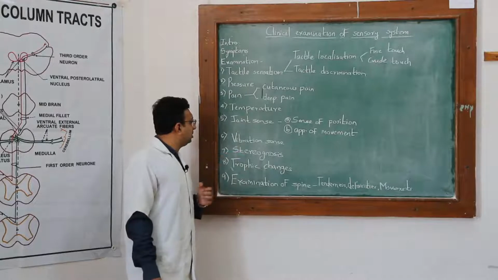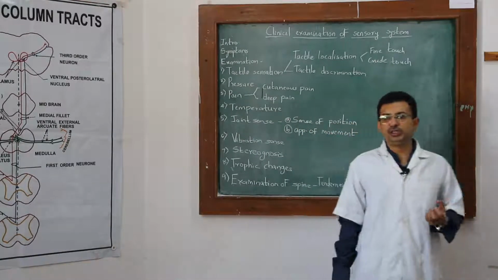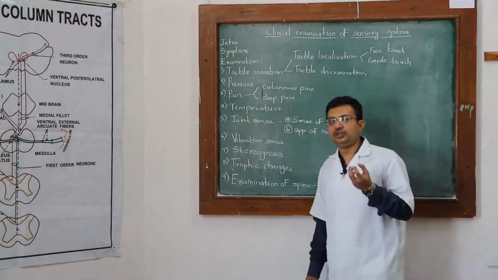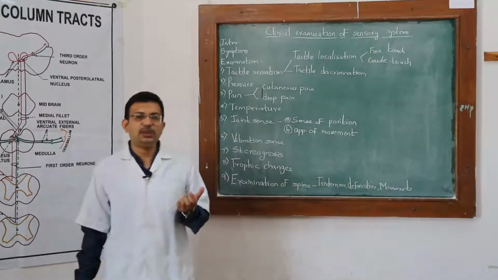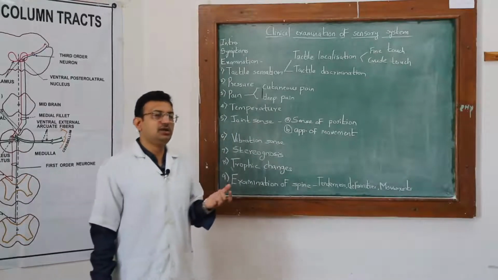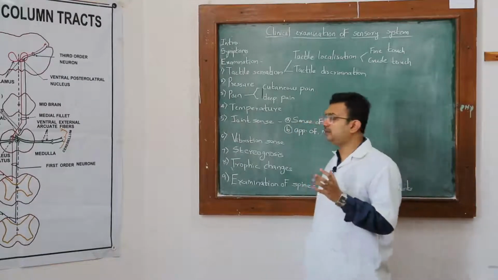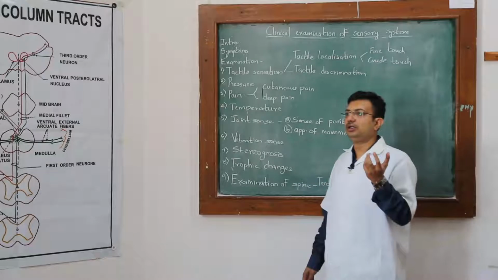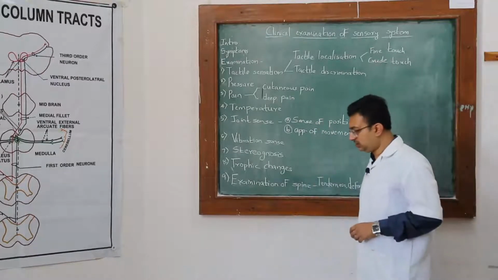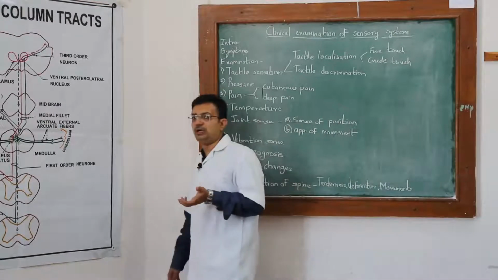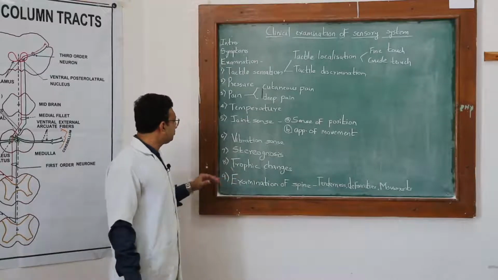Then the seventh point is stereognosis. Stereognosis is the ability of a person to identify an object, blindfolded, without looking at it, by its shape, size, texture, and weight, and this object should be familiar to him. So after closing his eyes also he can tell what that object actually is. That is called stereognosis. It is mainly a cortical function and many sensations are combined in this.